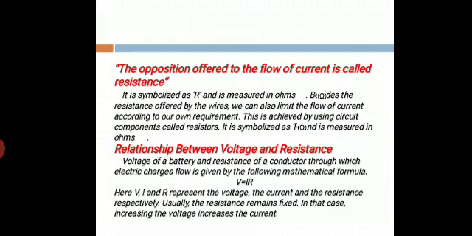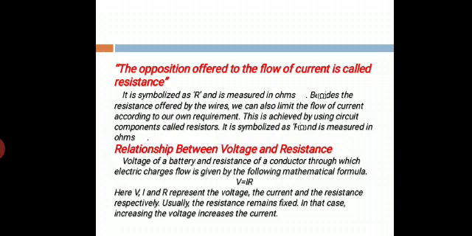Okay, what is resistance? The opposition offered to the flow of current is called resistance. Here, opposition means acting in the opposite direction. We can say that it opposes the flow of current, and that is called resistance. It is symbolized as capital R and is measured in ohms.